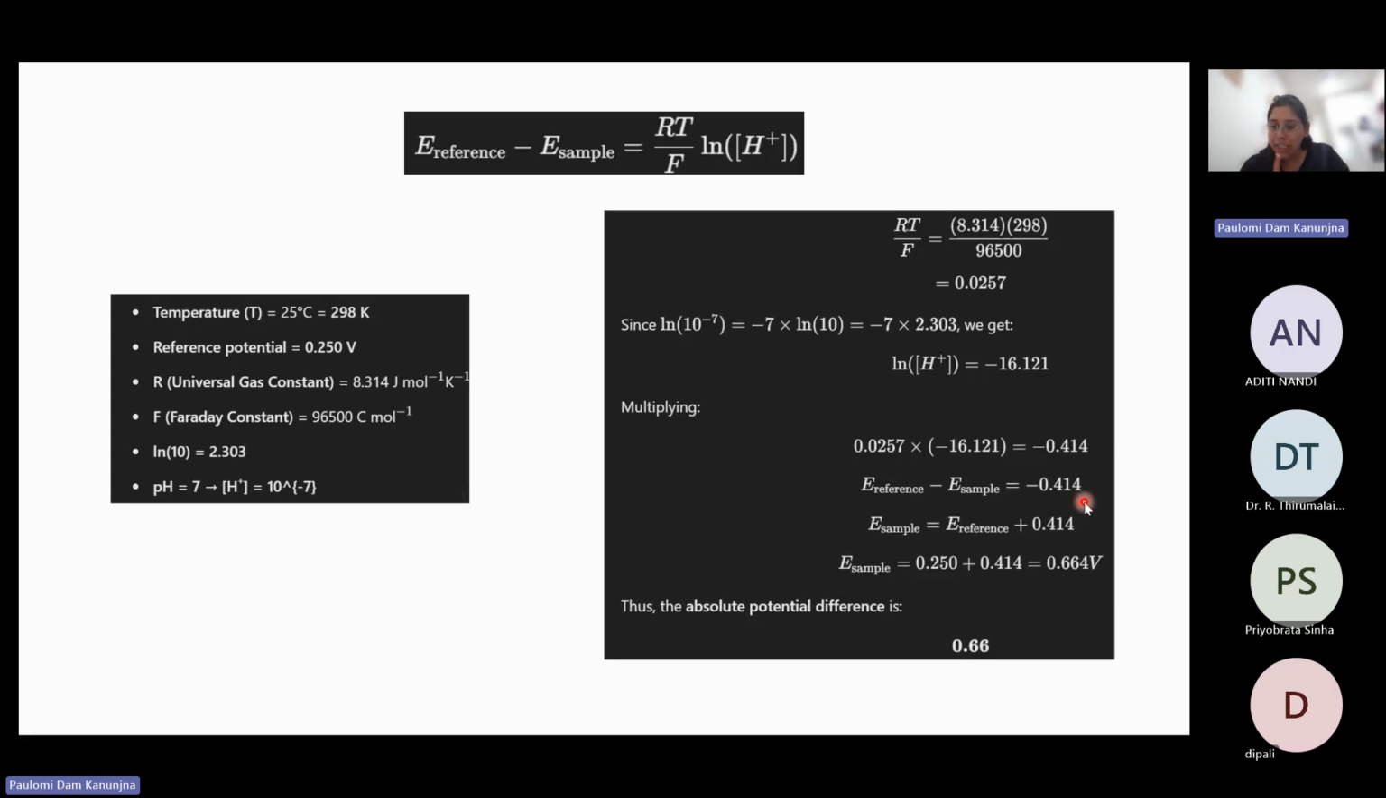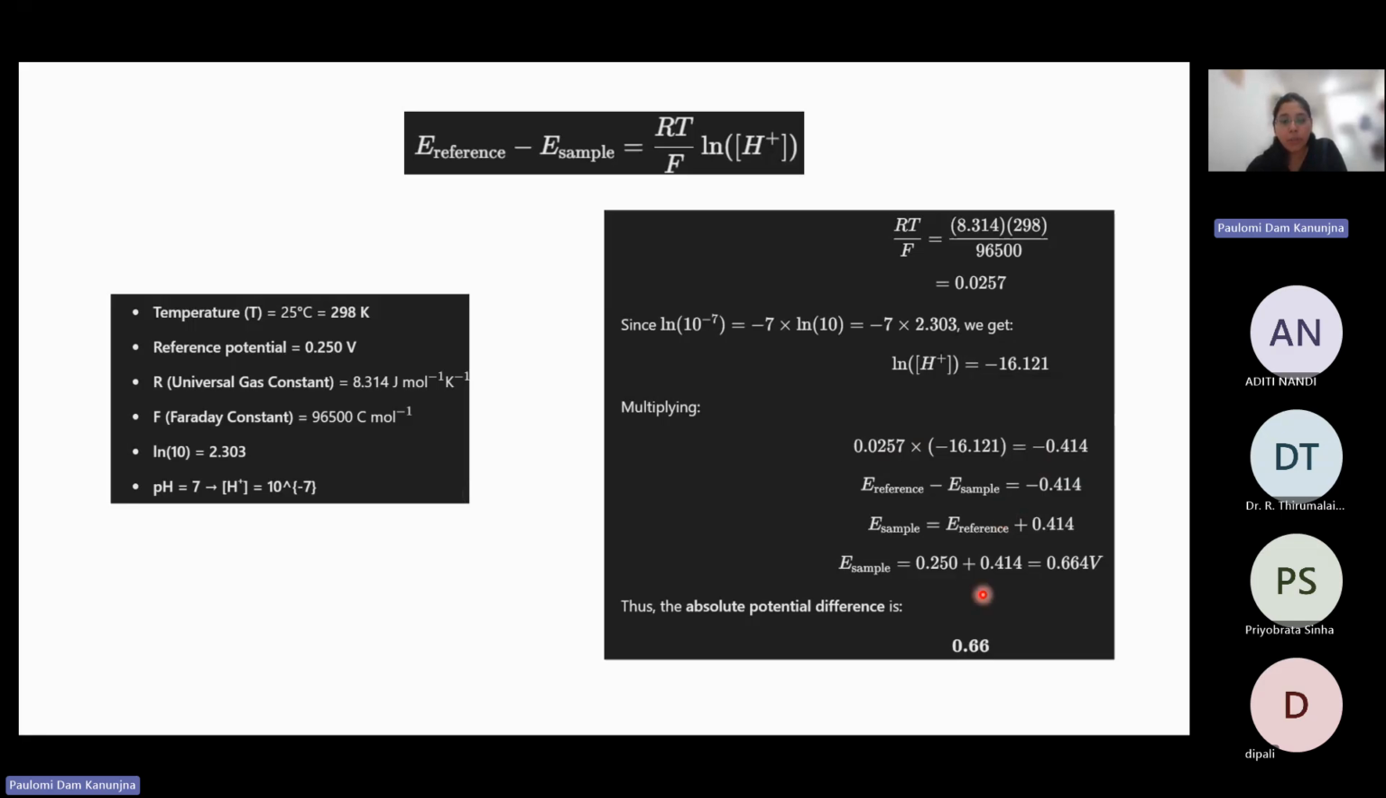Dipali, I'm still not sure why you are getting 0.16 and where the 16 is from. Are you using something else? Maybe just check the decimals and where you're getting the value. So this is what people wrote, minus 0.414, because I asked for the difference between reference and sample.